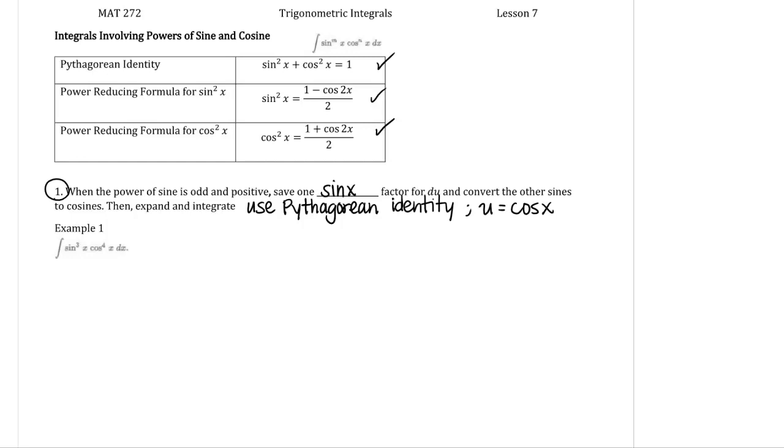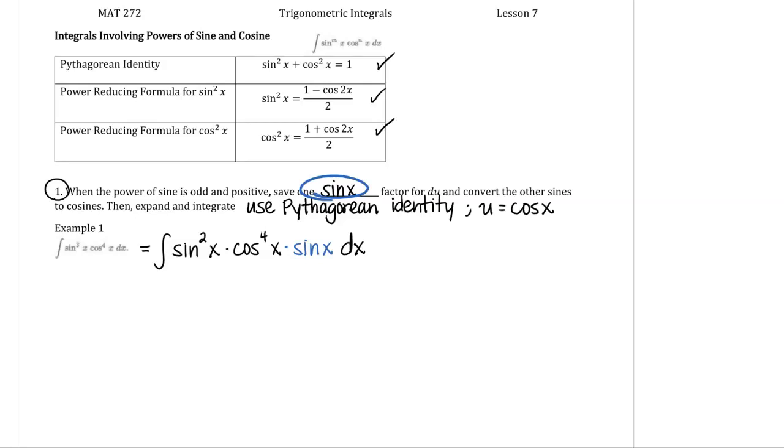You're going to end up doing some substitution where your u is a cosine. Okay, so let's look at this example here. I'm going to start off by saving one sine x factor. So instead of writing sine cubed x, I'm just going to write sine squared x, and then I'll have a cosine to the 4th x. Because I am saving one, a sine is going to show up right there. So I still do have sine cubed, I'm just writing it differently.